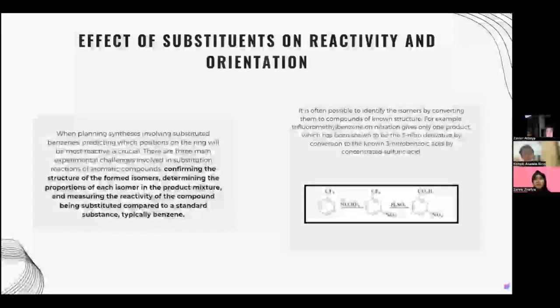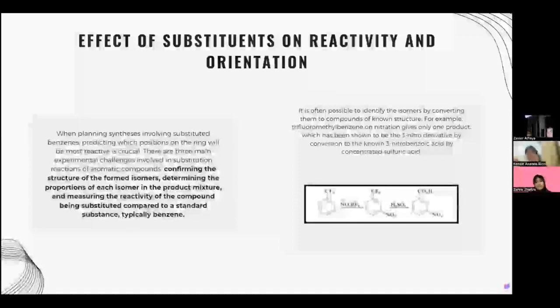Okay, so the next one is the effect of substituents on reactivity and orientation. When planning synthesis involving substituted benzenes, predicting which position on the ring will be most reactive is crucial. There are three main challenges that we need to be concerned about. The first one is confirming the structure of the formed isomers. The second one is determining the proportions of each isomer in the product mixture. And the last one is measuring the reactivity of the compound being substituted compared to a standard substance, typically benzene.